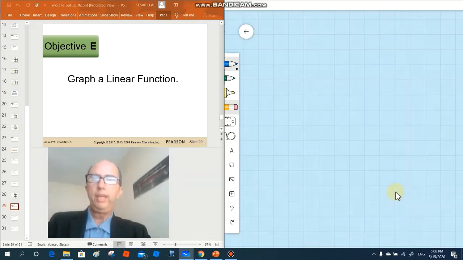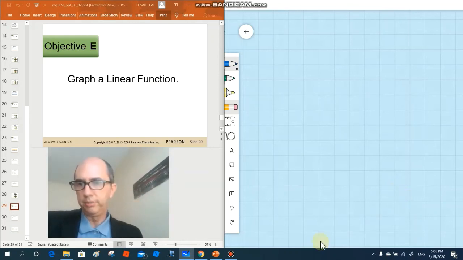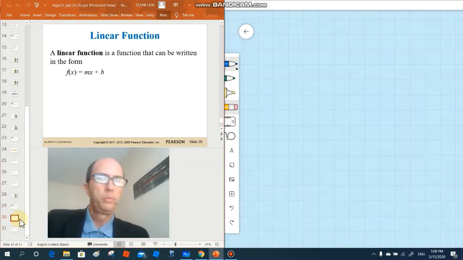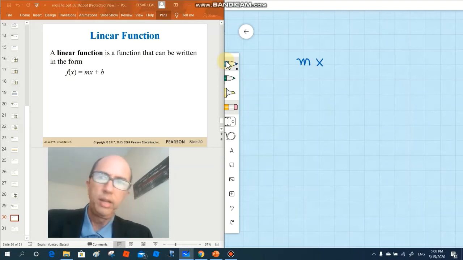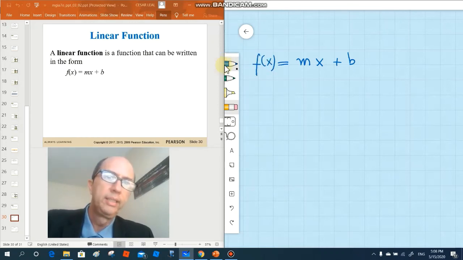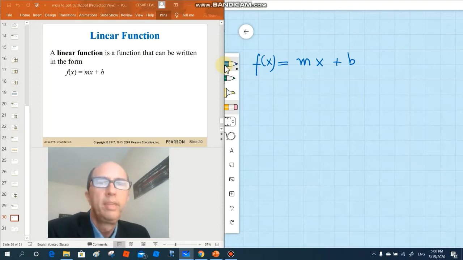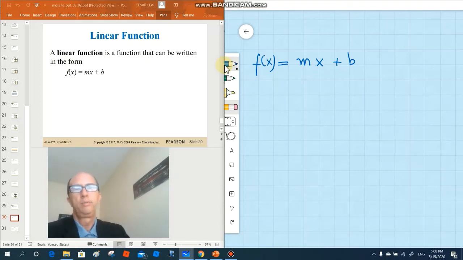Okay, now objective E. Graph a linear function. We know that the linear function is represented by a linear equation, right? mx plus b, this is a linear equation. And a linear function is going to be f(x) equals mx plus b. So a linear function is represented by a linear expression or equation.